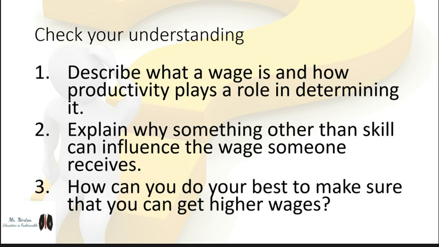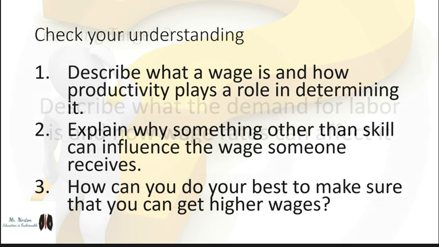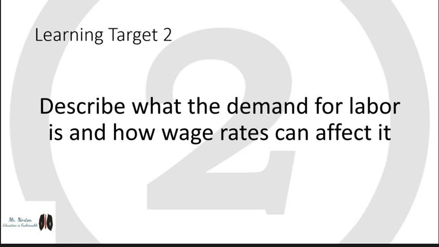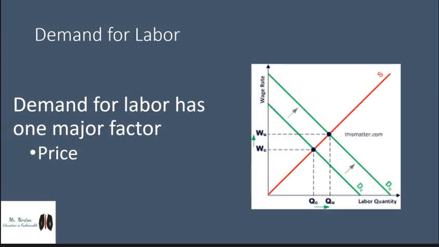So when you're ready for that, we can move on to our next learning target, which is going to be: describe what the demand for labor is and how wage rates can affect it. So demand for labor is essentially how many workers an employer is willing to hire at any given wage. This works the same way as when we had our lessons dealing with demand. The higher the price that an employer might pay for wages, the fewer employees they might be willing to hire. So if this price goes up, demand goes down.